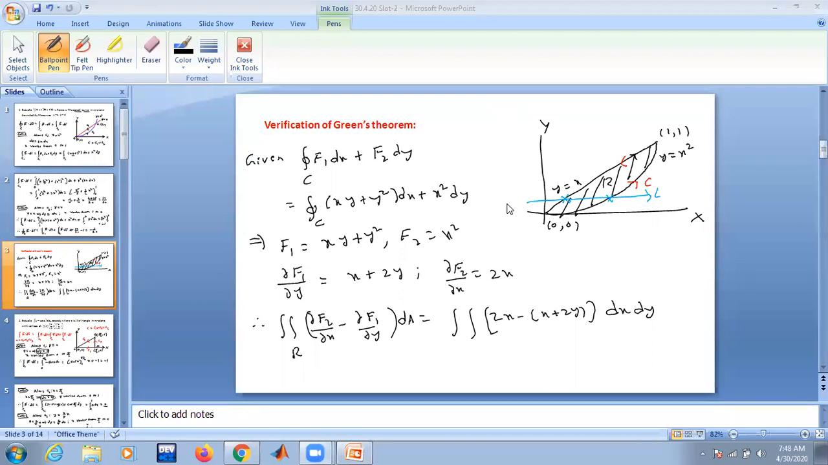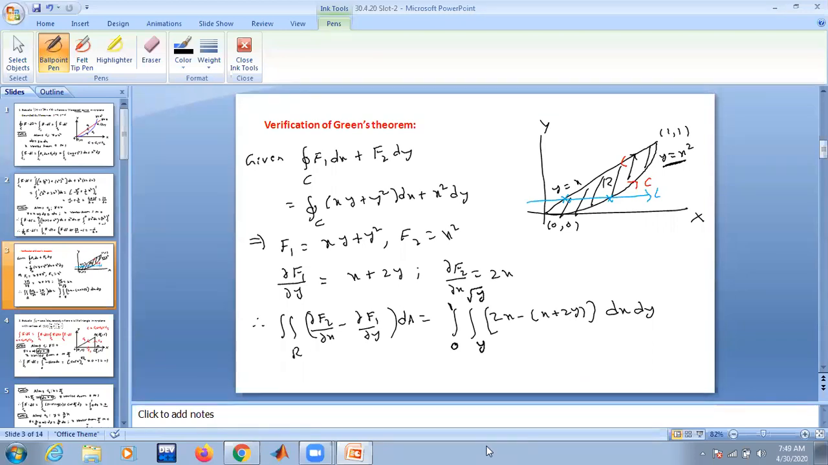The value of x on the straight line is y, and on the parabola the value of x is root y. Okay, and y, what is the minimum value? What is the minimum value of y? 0, and the maximum value of y is 1. So you just have to find the double integration of this.